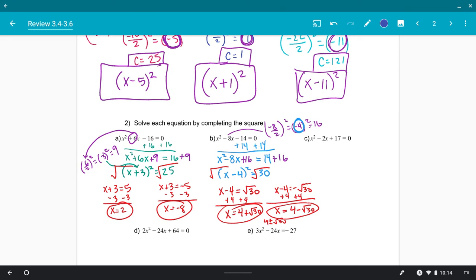Okay. The next one, what we would do here is move our 17: x squared minus 2x, leave a gap, equals negative 17.